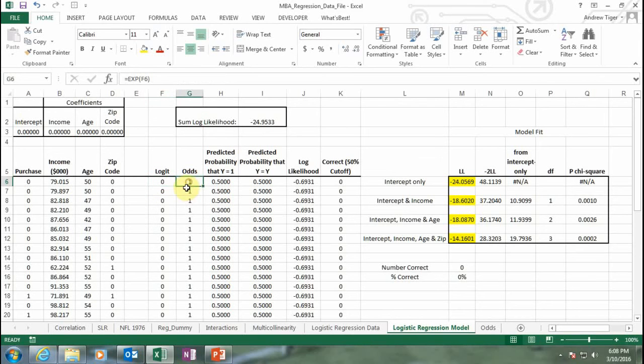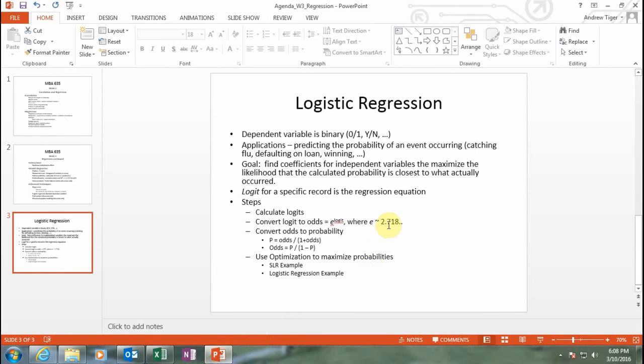Here it is. The odds is E raised to that power. How do you do that in Excel? That's the formula. You don't need to know that. You just need to use it. But that's equivalent to taking E raised to this expression. E raised to that expression. It's E raised to the logit equation right there.